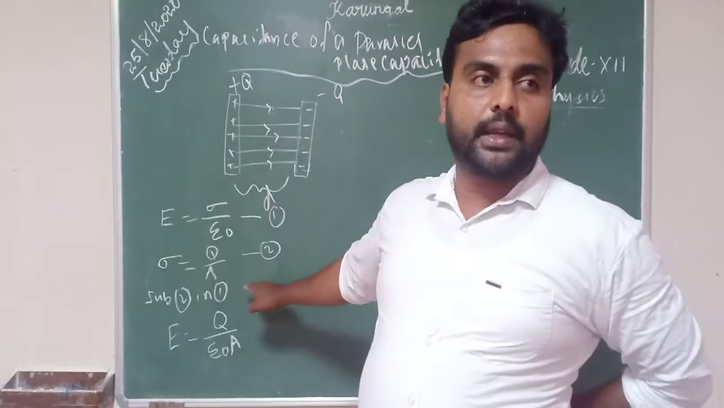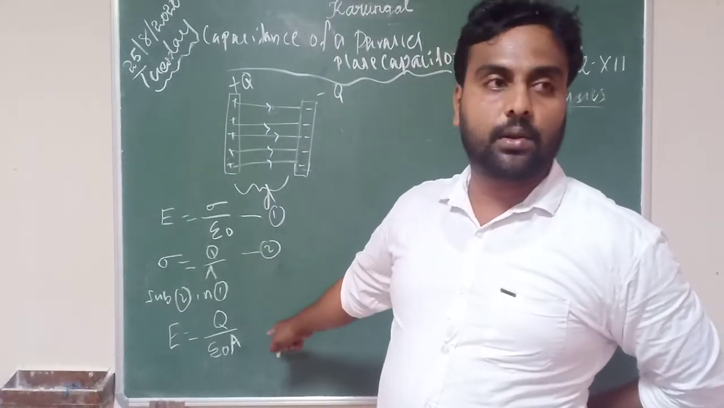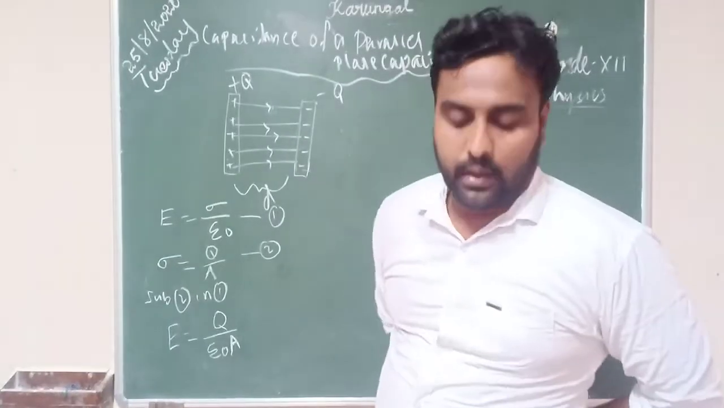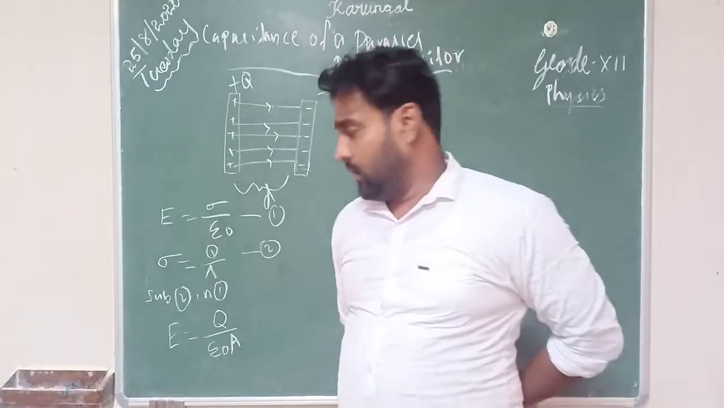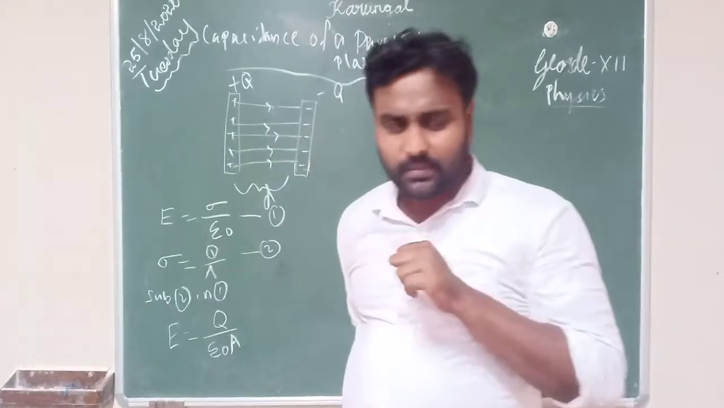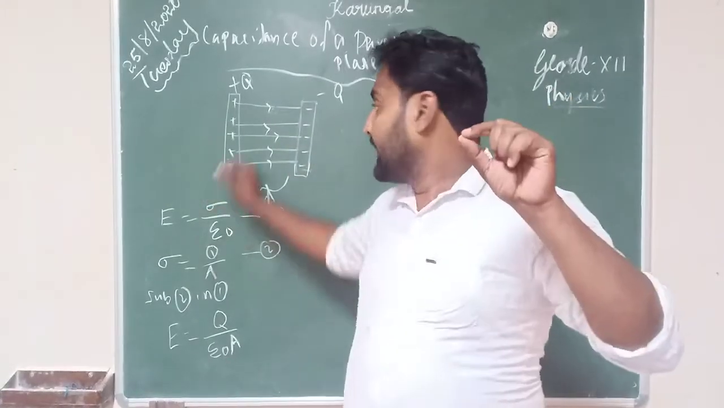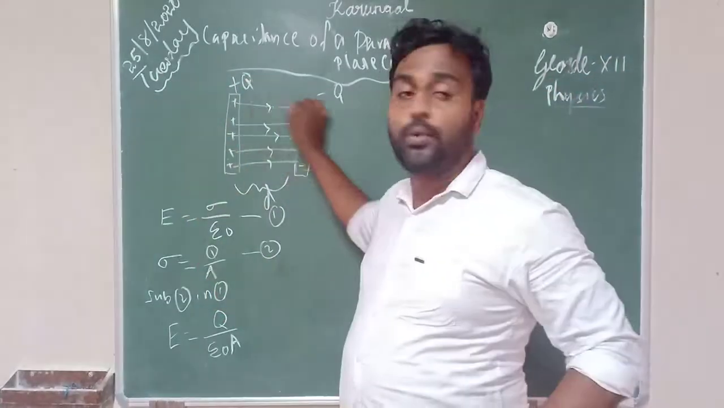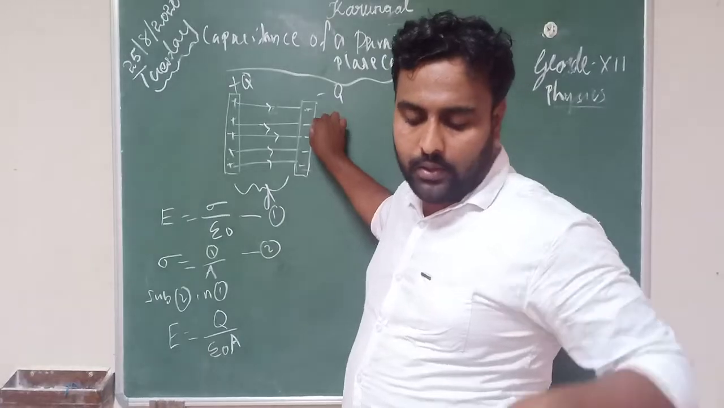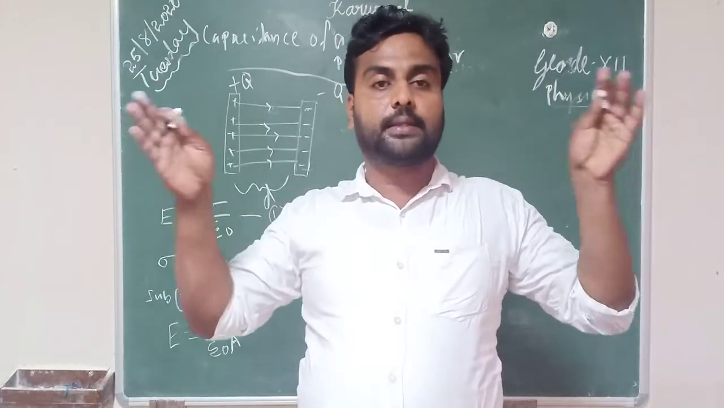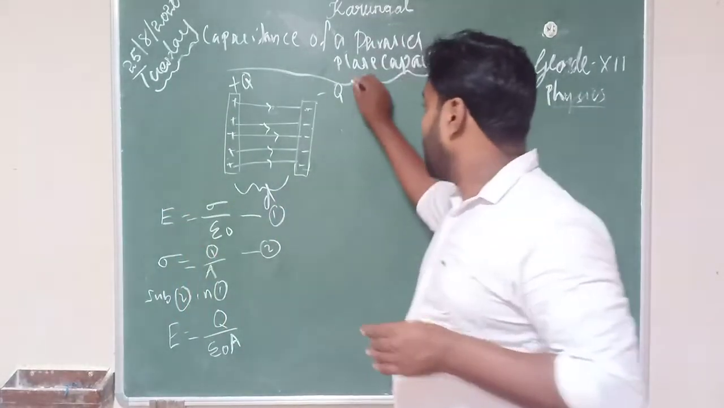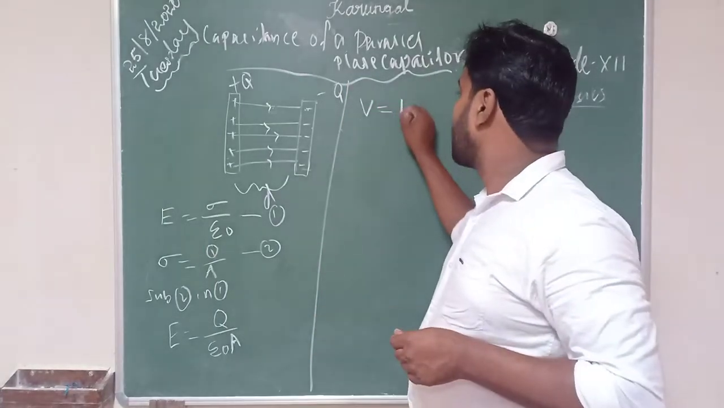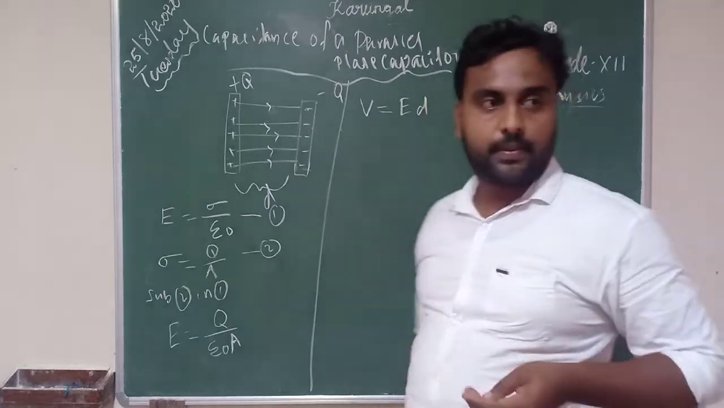When we substitute equation 2 in 1, we get E, the electric field between the plates, is equal to Q by epsilon 0 A. Now, you see this electric field between these two plates is uniform. Also, it is separated by a distance D. So you can write the potential difference formula V is equal to E into D.